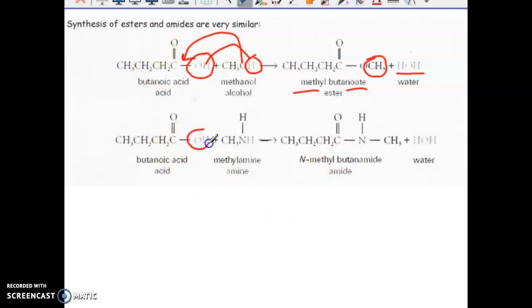So the same thing is happening here. The carboxylic acid OH and a hydrogen on the nitrogen group become water. And then the nitrogen will link up to where the OH was removed. So here you have butanamide. This is the parent. And then in front of the space, we have a methyl. So here you have N-methyl. But remember, even just saying methyl butanamide, it is assumed that that is on the nitrogen.